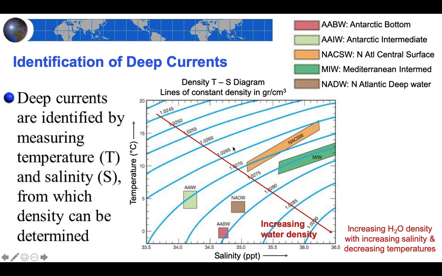So on this TS diagram, I'm showing you 5 major deep water masses and deep water currents.